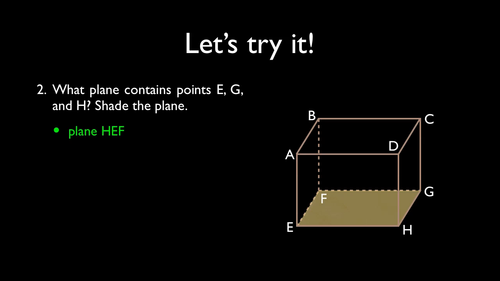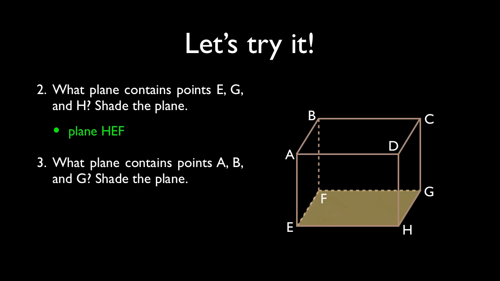Let's try another one. What plane contains points A, B, and G? Shade the plane. Well, that one's... Whoa, wait a minute. Notice that points A and B are across the top, and point G is down there on the bottom, clear across the... They're not in the... Wait. They are in the same plane because any three non-collinear points make up a plane.